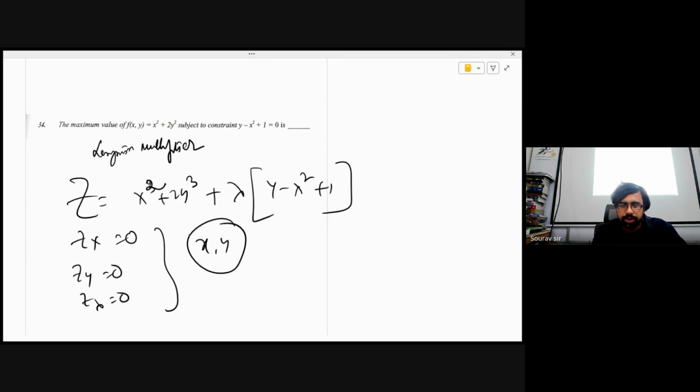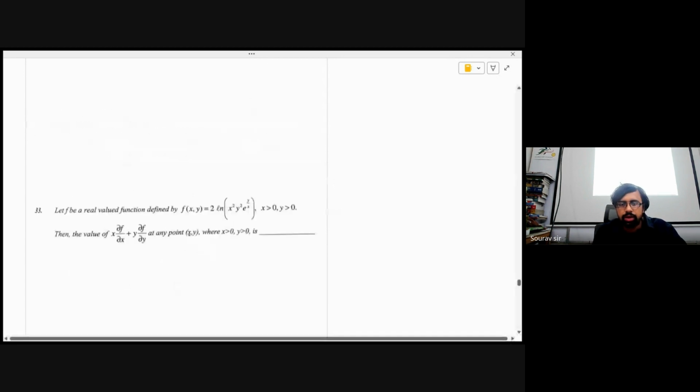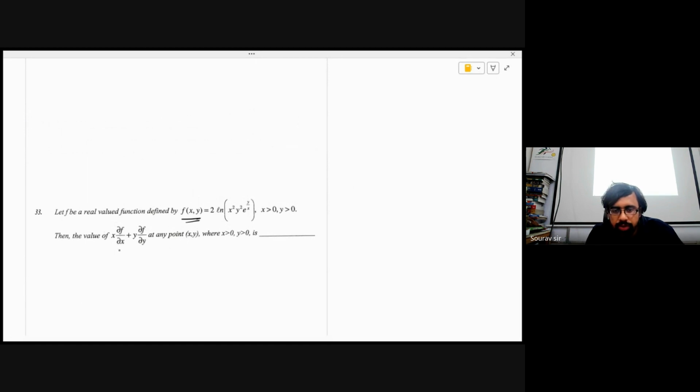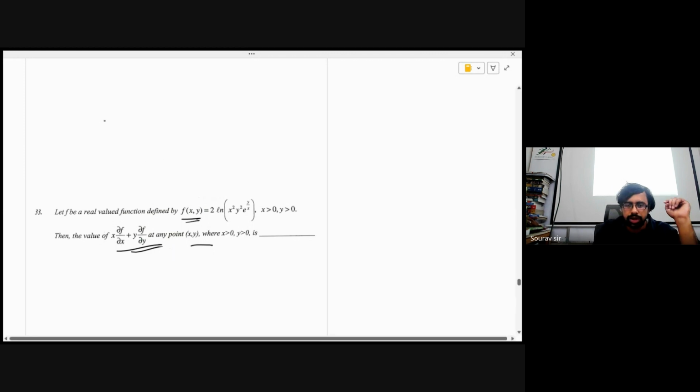This we have done already, that's why I'm not showing. Let f be the real value function given by f of xy, 2 log of this thing. Find the value of this thing with respect to this value. कैसे करेंगे? Exactly. This is a homogeneous checking kind of a question, but without that also you can do directly.